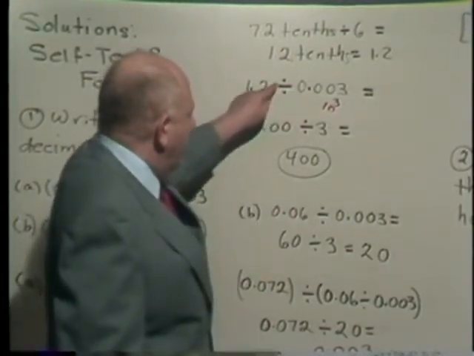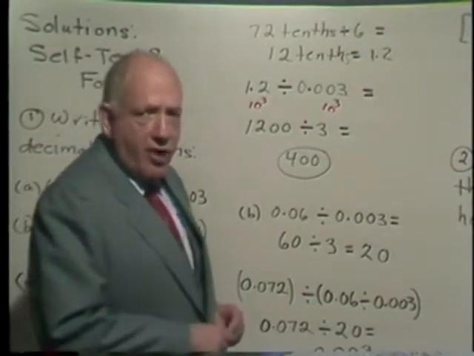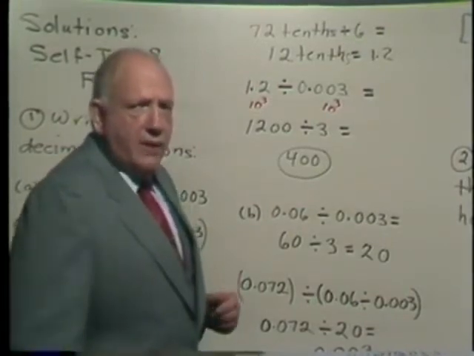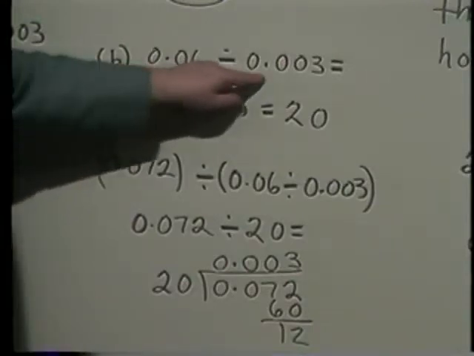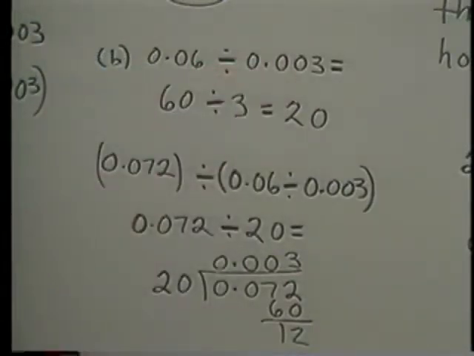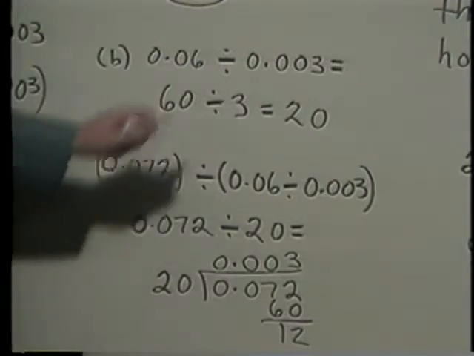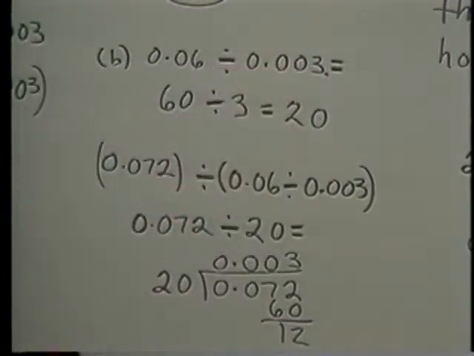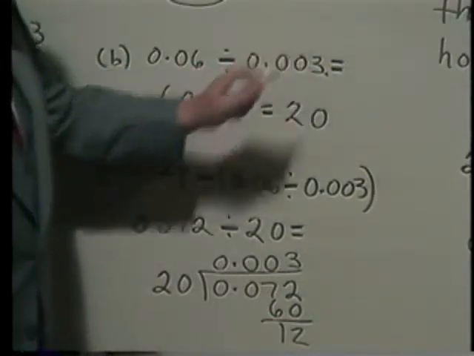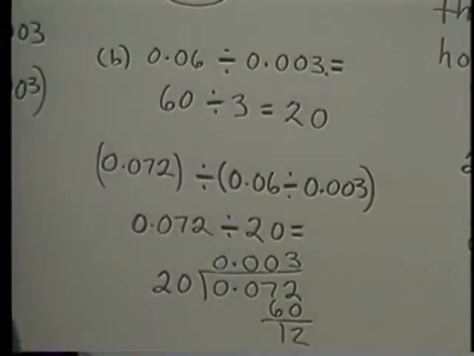Whereas these numbers look different, they name the same ratio. Now remember, for doing part B, we first wanted to divide 0.06 by 0.003, and to do that, the same strategy as before. To make this a whole number, I have to move the decimal point 3 places to the right. If I move the decimal point 3 places to the right, I'm multiplying by 1,000.